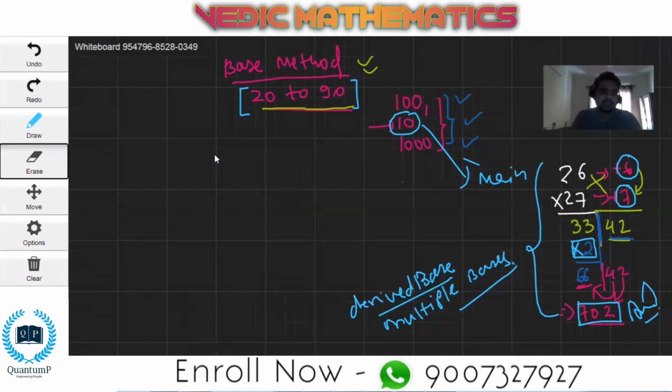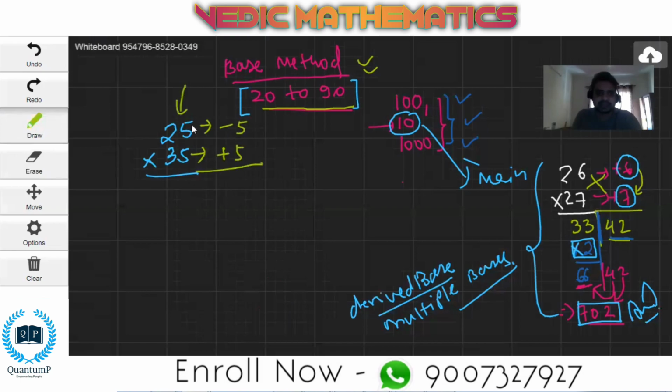Okay, so let's see. When you do 30 base, let's multiply 25 times 35. So in this case, what happens? We'll compare with 30 obviously. So you write here minus 5, and we'll write here plus 5. Minus obviously because this is lesser than 30. So then we'll do cross. If we do cross, then we'll get 30. And when you multiply vertically, it's a minus 25.